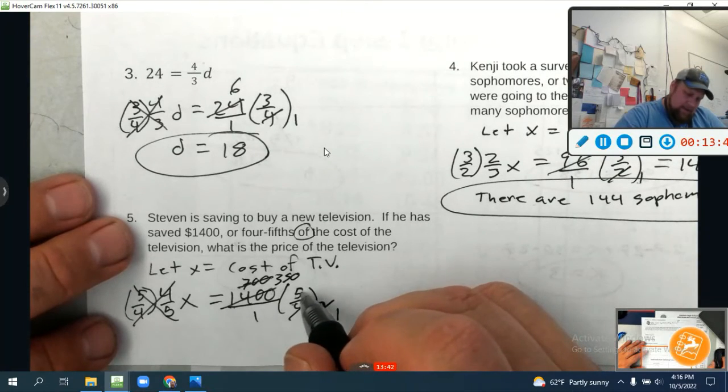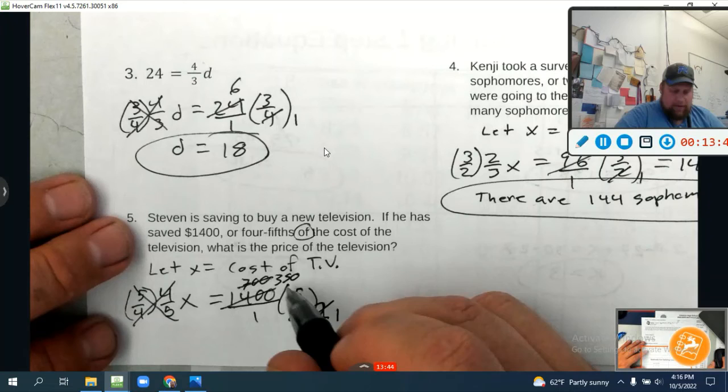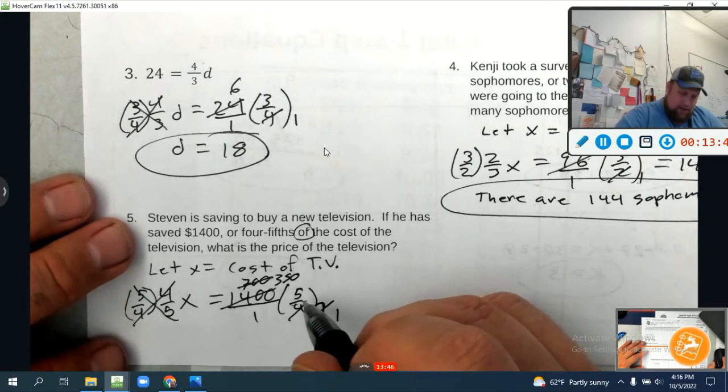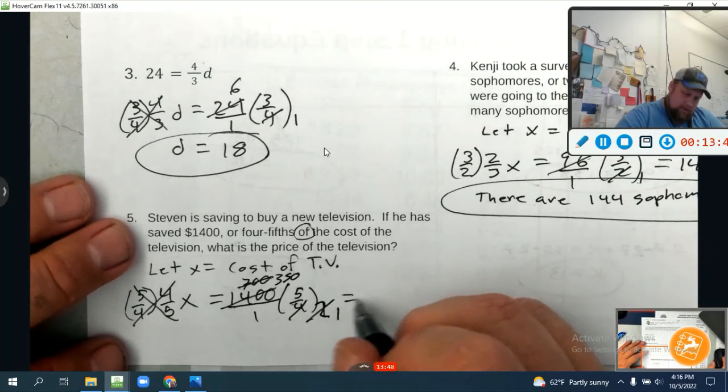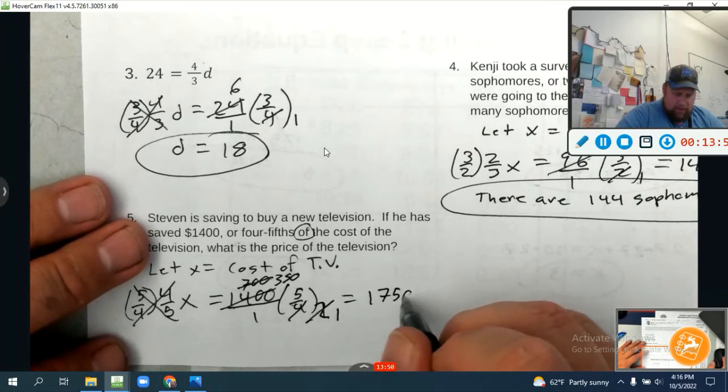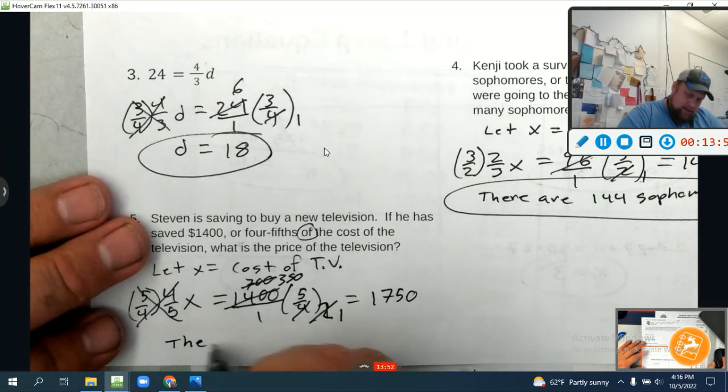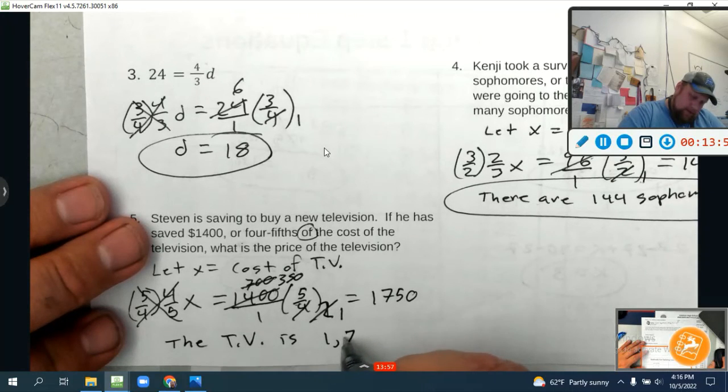And then 5 times 350, well, 5 times 300 is 1,500. 5 times 50 is 250, so this equals 1,750. The TV is $1,750.